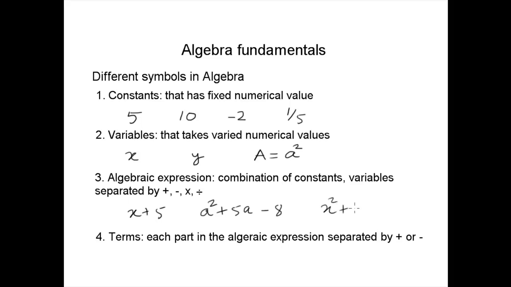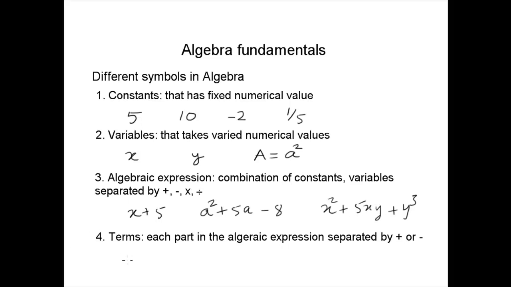X square plus 5xy plus y to the power 3. Once again, x and y are variables here, and we don't have a constant here. But here 5 is not a constant, it is a constant, but here it acts as a coefficient for x and y. We will go over later on what a coefficient is.